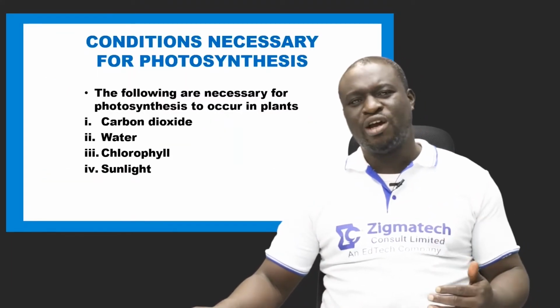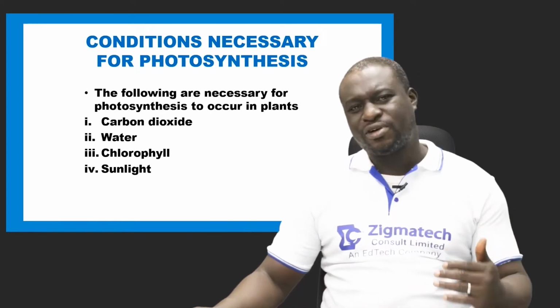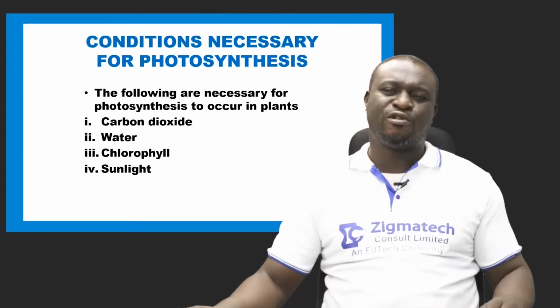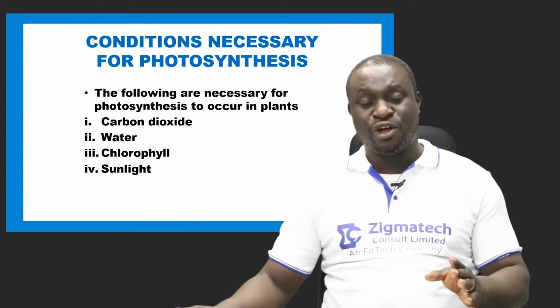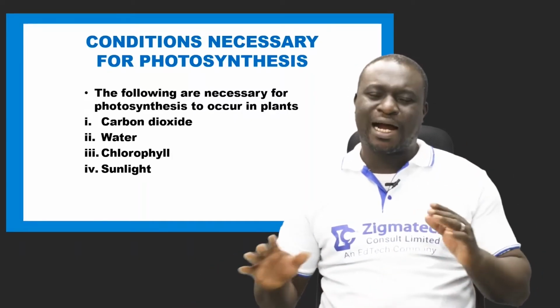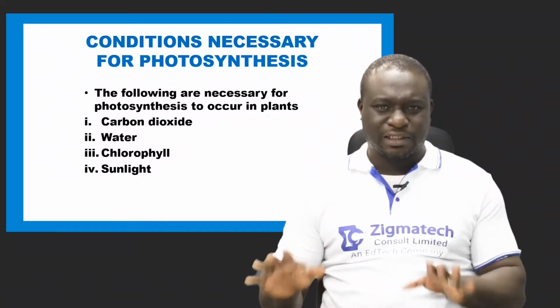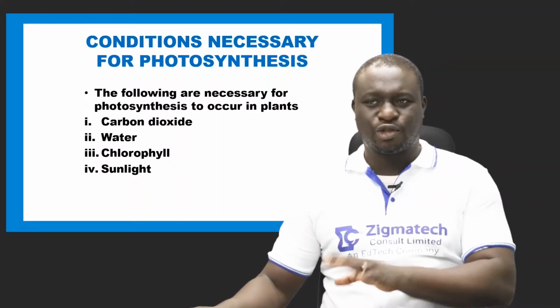Now, having gotten to know this about photosynthesis, let's take a look at some of the conditions that are necessary for photosynthesis to actually take place. There are several conditions necessary for photosynthesis to take place. If you had paid attention to the definition of photosynthesis, those words highlighted in red are some of the conditions necessary for photosynthesis to occur.